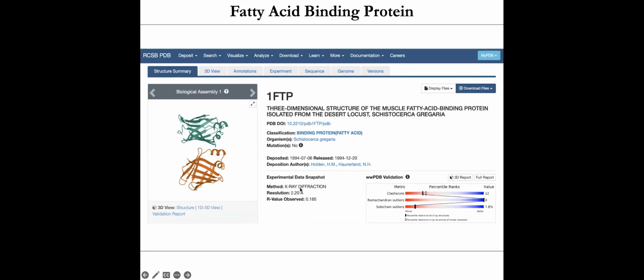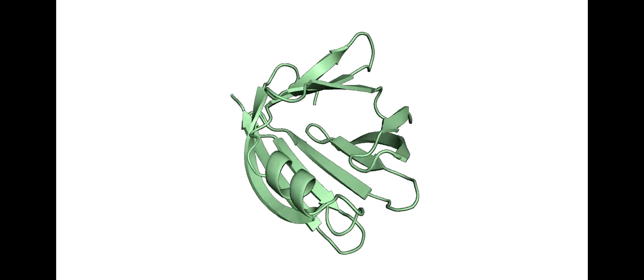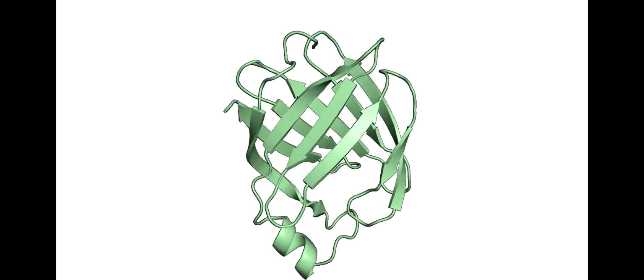And so that means that this protein was crystallized and then shot with X-rays to determine its structure. And its resolution is 2.2 angstroms, which is still quite very high. So you can see, compared to ferritin, the fatty acid binding protein is made up mostly of beta sheets. So there's one alpha helix that you can see here at the top. But other than that, it's made of this beta barrel type situation where it's sort of a cylinder of beta sheets, all interacting with each other to make the overall tertiary structure of the fatty acid binding protein.